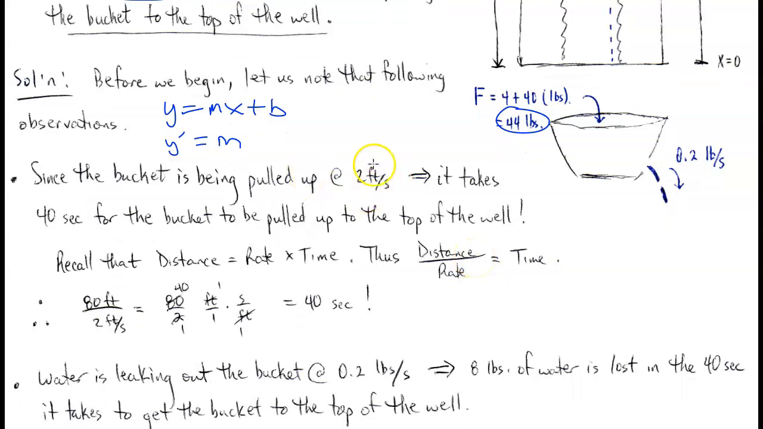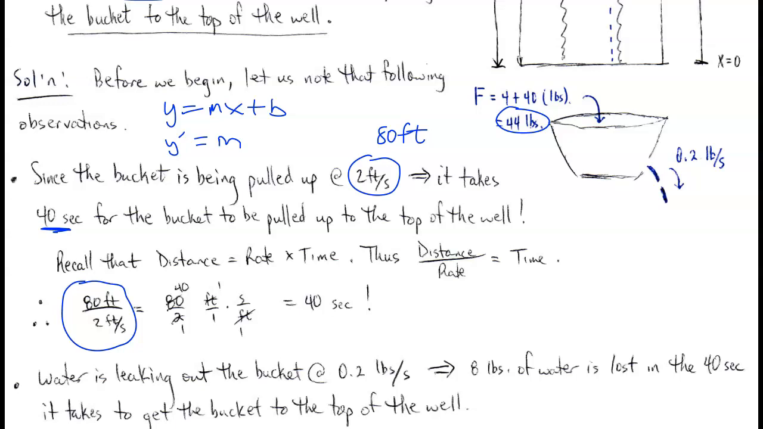to take stock of. And so here, since the bucket is being pulled up at a rate of 2 feet per second, and we're traveling a total of 80 feet here, we know it's going to take 40 seconds for us to pull that particular bucket up. Because here we take 80 feet divided by 2 feet per second. Feet divided by feet per second gives you a result of just seconds. And of course, that lets us know that we need to divide 80 by 2, get 40 seconds.